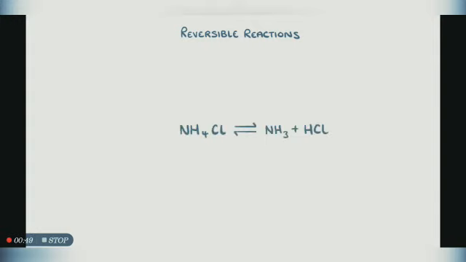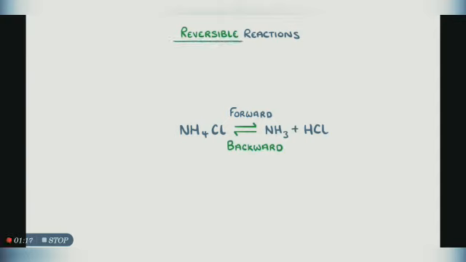Now consider another reaction which is a reversible reaction, and how can you say that it is a reversible reaction? From the arrows, the double-headed arrows. Now here ammonium chloride is converted into ammonia and HCl. This reaction is a reversible reaction. The conversion of ammonium chloride into ammonia and HCl is a forward reaction, and the conversion of ammonia and hydrochloric acid back into ammonium chloride is a backward reaction, and together they are a reversible reaction.